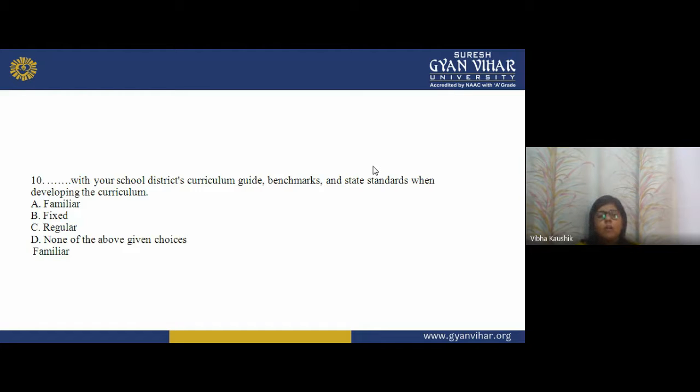Now, students, you have to select the answer on the basis of the choices, and the correct answer is option A, that is familiar. It means when you are going to develop the curriculum, you must know what guidelines have been given by the district curriculum guide, what benchmarks have been set by them, and what state standards we want to achieve with the help of that particular curriculum.